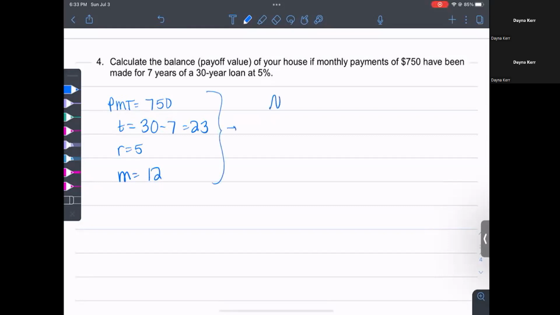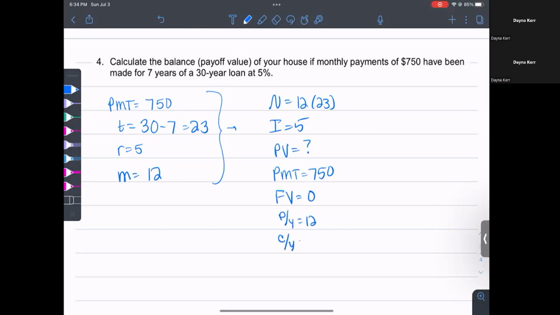So into your TVM solver, for N, you would put 12 times 23. For I, you would put 5. Present value, so at the moment that we're interested in, is what we're looking for. When payments of $750 have been made, working towards a future value again of 0. Payments per year are 12. Compounds per year are 12. And payment is made at the end of the period.